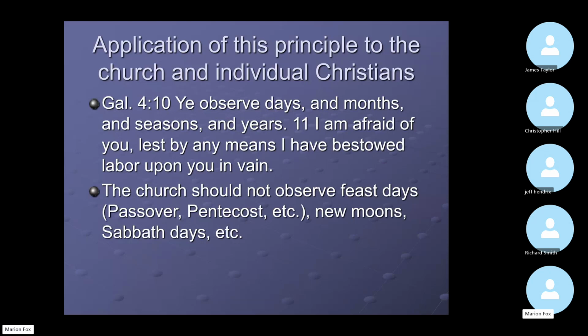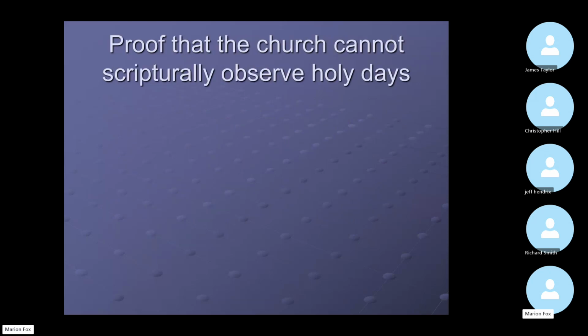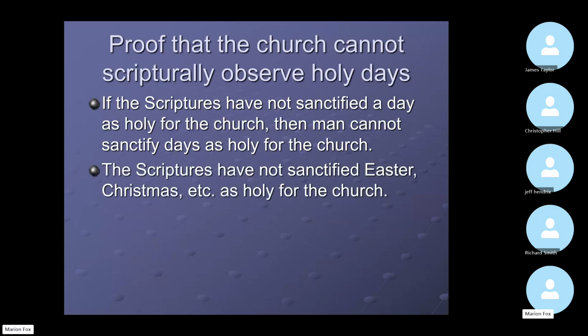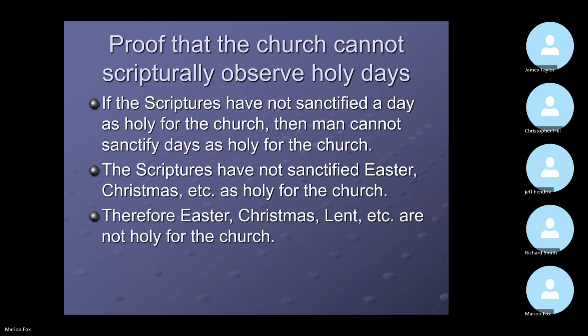But these Sabbath days and new moons and so forth were linked in with the law of Moses. We cannot scripturally observe holy days. If the scriptures have not sanctified a day as holy for the church, then man cannot sanctify days as holy for the church. And then, of course, we can't say sanctified Easter, Christmas, etc., is holy for the church. Consequently, Easter, Christmas, Lent, etc., are not holy for the church. Questions?